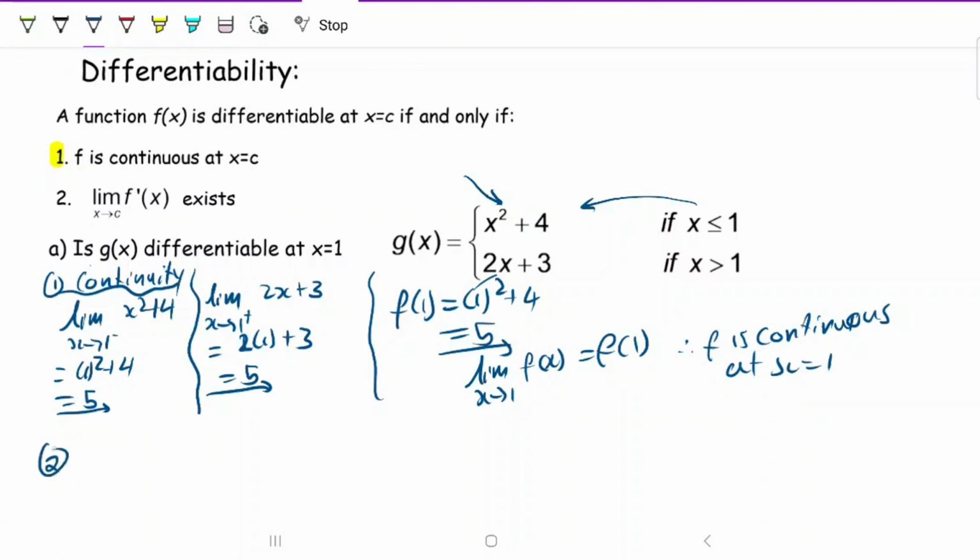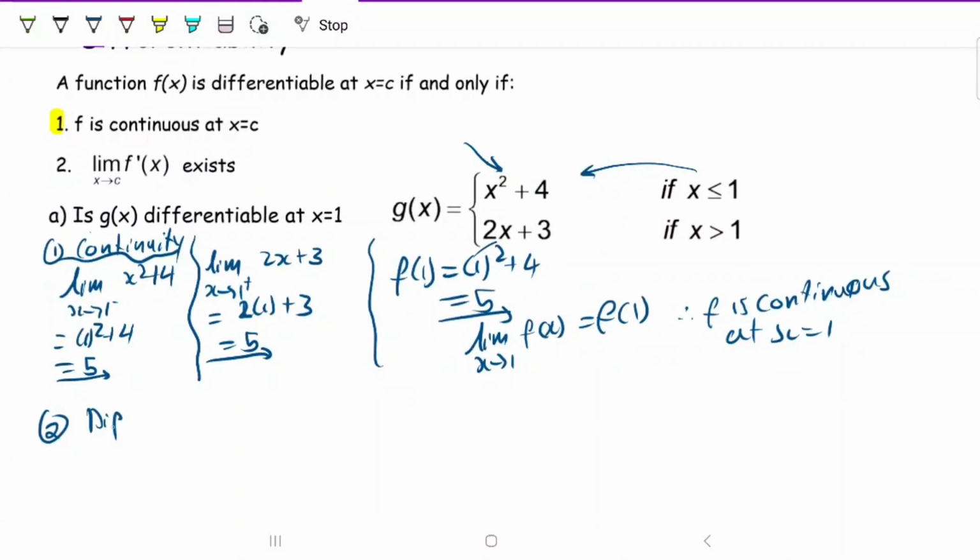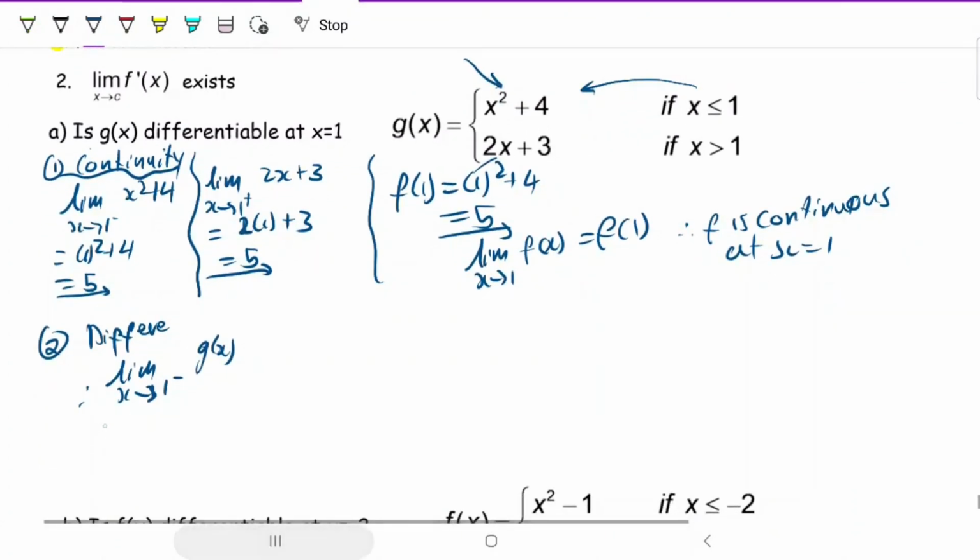Now the second condition. Now that we are done with the first condition of continuity, let's check if we can satisfy the second condition, which is differentiability. We need to check if the limit of the derivative exists. So we take the limit as x tends to 1 from the left, but now of the derivative of g of x, which is very important. Let's substitute what the derivative is. The derivative of x squared plus 4 is 2x, and if we substitute 1 there, we get that the answer is 2.